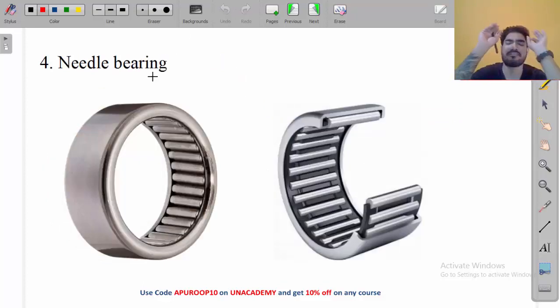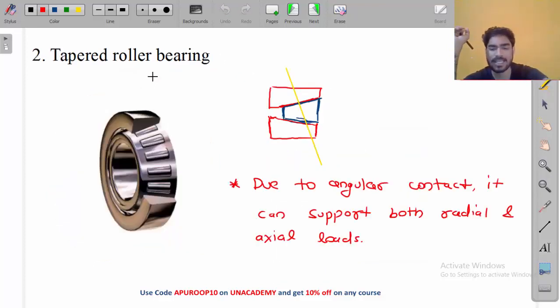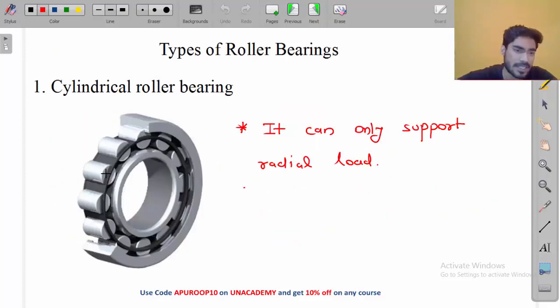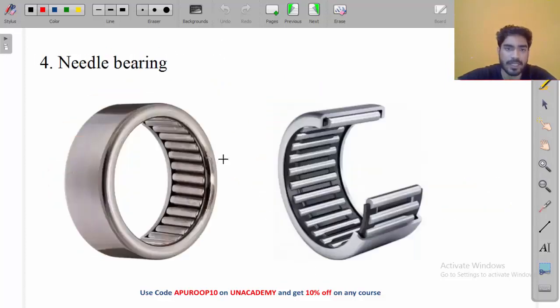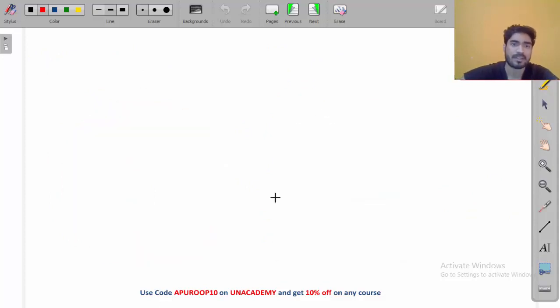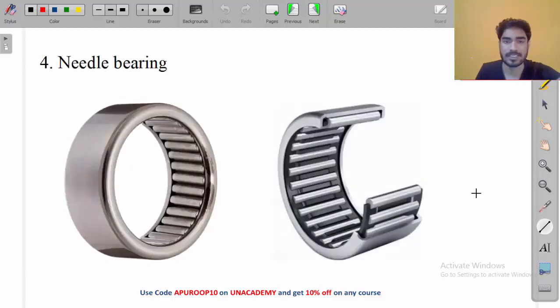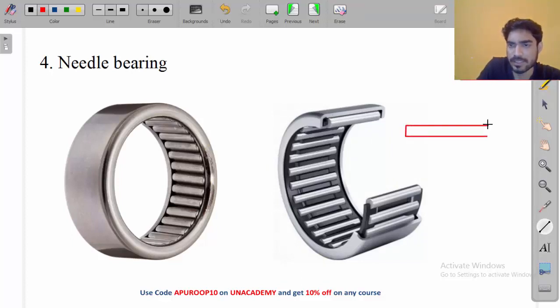Needle bearing, which is a very important type of roller bearing. In case of cylindrical roller bearing, look at this. The size of this cylindrical roller is very big. But in case of needle bearing, the size of these cylindrical rollers is very small, my friend. If you look at these needles, they are like this, right? They are known as needles.